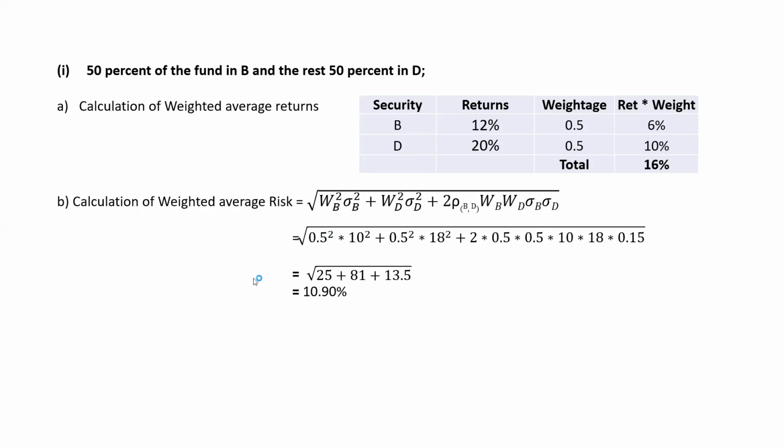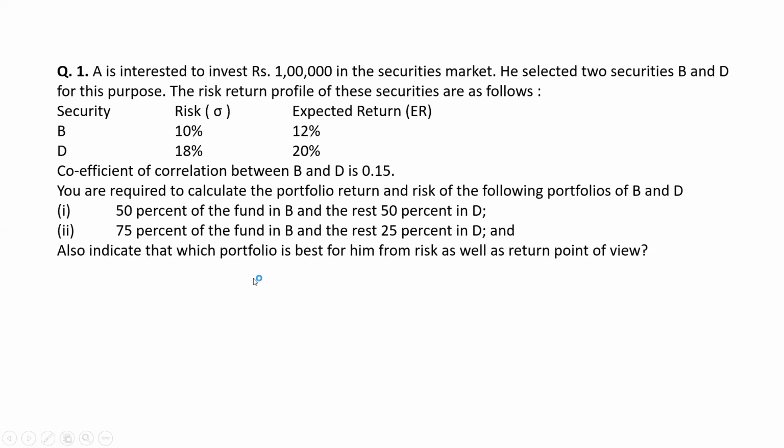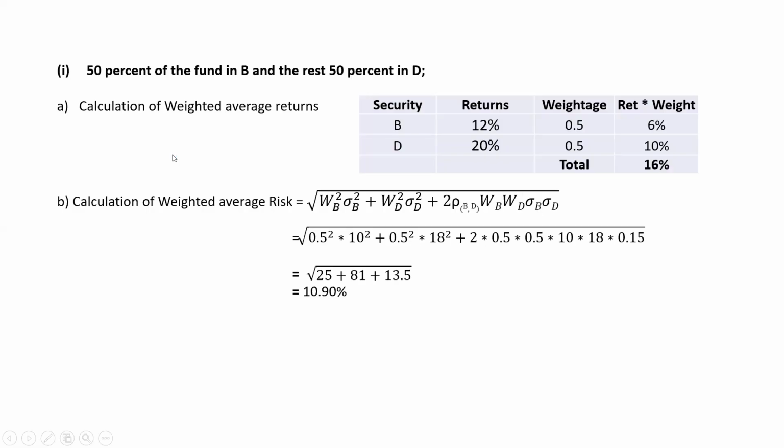Standard deviation. Now, I'll take you to last slide. Standard deviation of B is 10 and D is 18. So for B we'll take standard deviation as 10 and for D we'll take standard deviation as 18. Correct? So we'll take 0.5 square into 18 square. So this would be the first two terms. Clear?